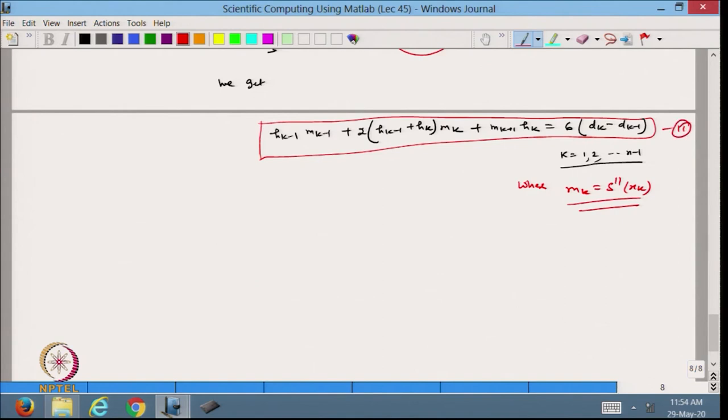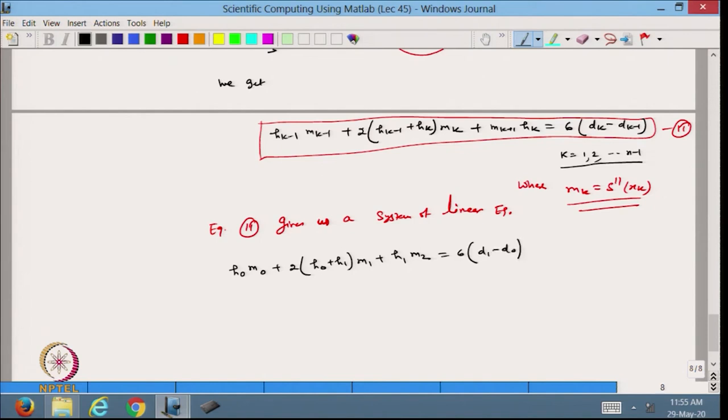Now, from here we will see that equation 11 gives us a system of linear equations. How? Let us start with k is equal to 1. If I take k is equal to 1, it will be h 0 m 0 plus 2 times h 0 plus h 1 m 1 plus h 1 m 2, and that will be equal to 6 times d 1 minus d 0. So, this quantity is known to me. On the right hand side, this quantity is known.